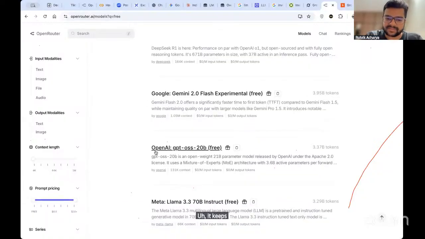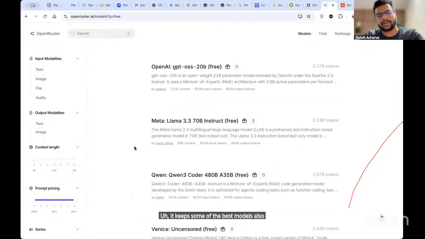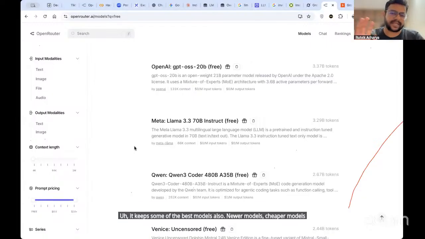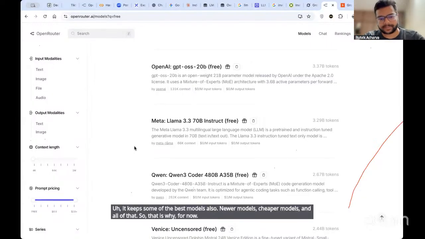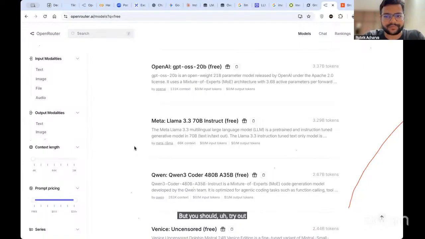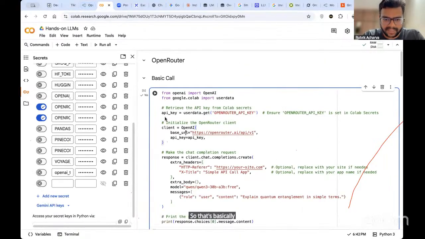It keeps some of the best models also, newer models, cheaper models, and all of that. So that is why for now, for demonstration purposes, OpenRouter, but you should try out a few of the models on your own. Okay. So that's basically the context.